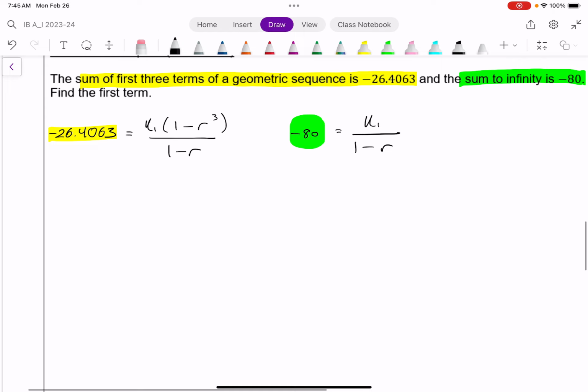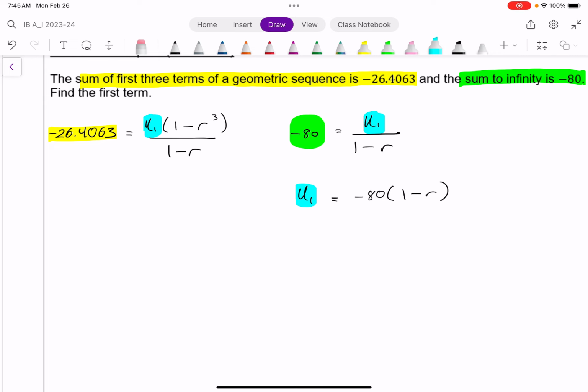For example, I can quite easily isolate this first term in each of my equations. For example, with my infinite sum, if I multiply both sides by 1 minus r, I get my first term must be the same as negative 80 times 1 minus r.